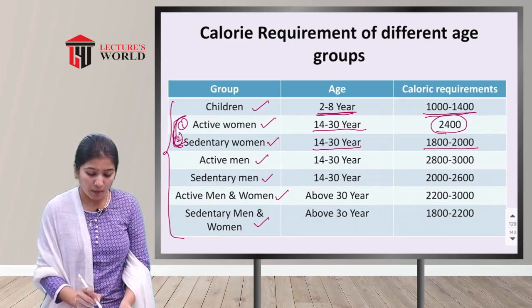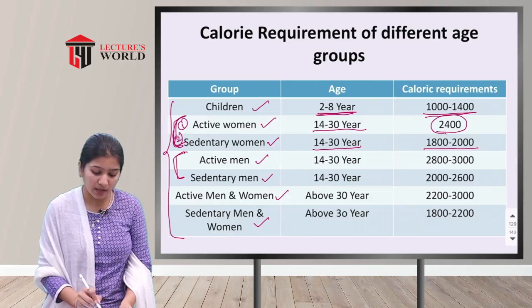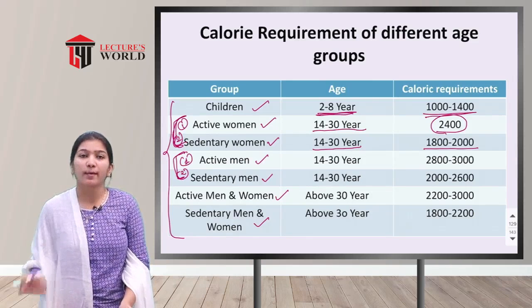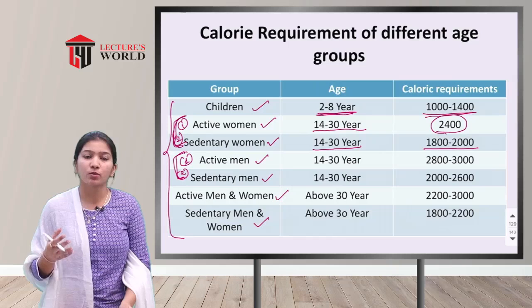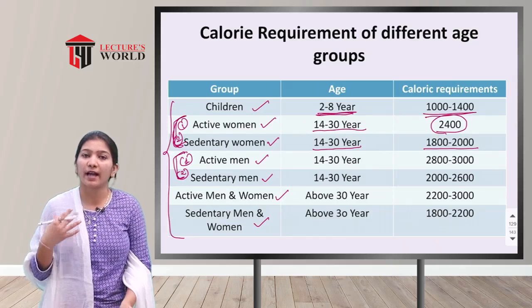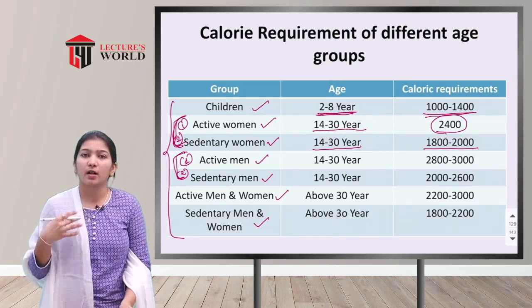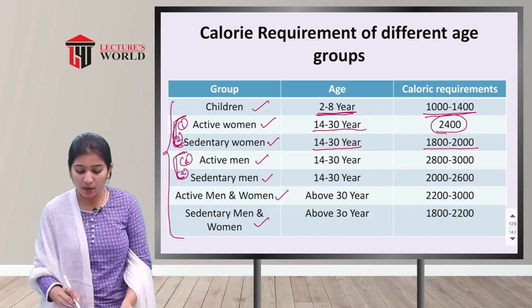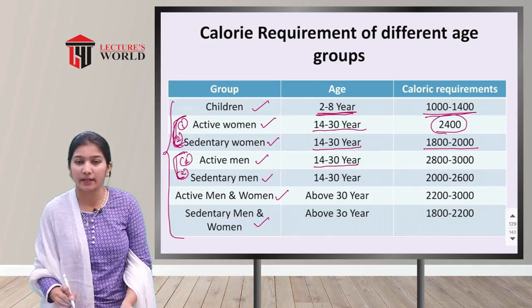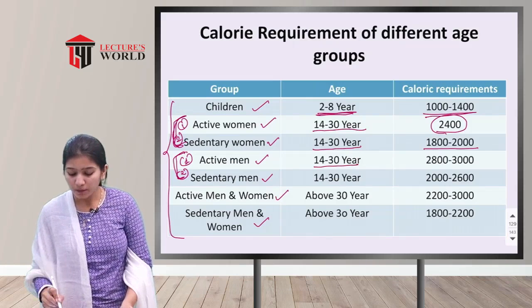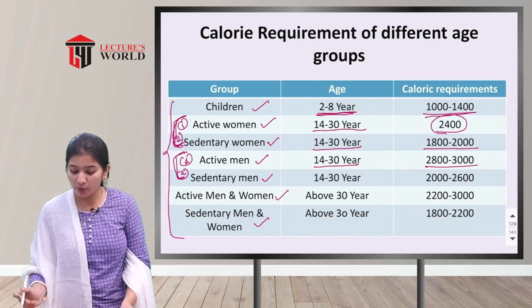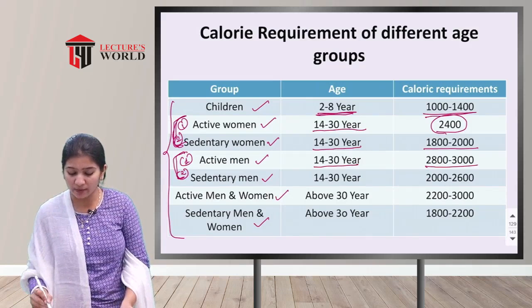Next, we will talk about the males. Males are also classified into two types, active men and sedentary men. Active men, like active women, are those who have high physical activity or work continuously during the daily routine. Males between the ages of 14 to 30 years should consume 2800 to 3000 kilocalorie.